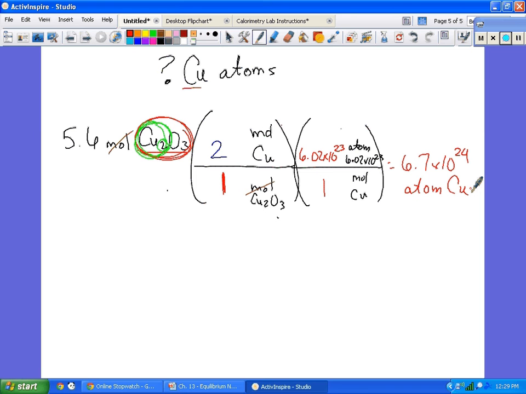Atoms of copper. Yeah, give me just 1 second.